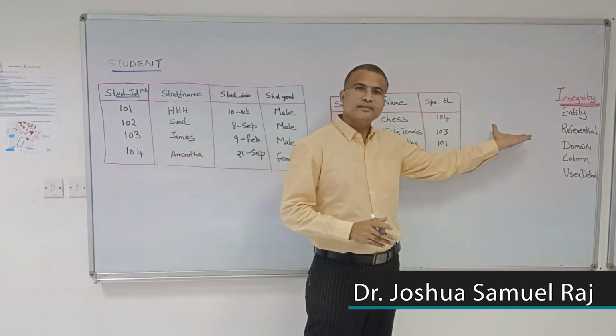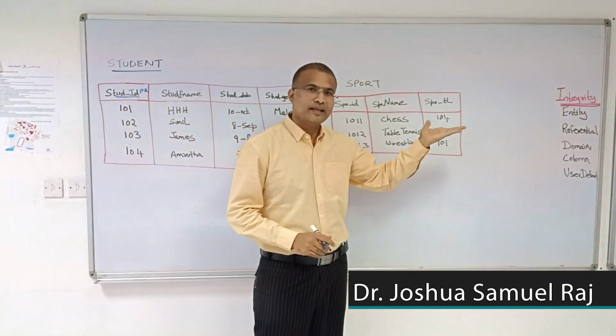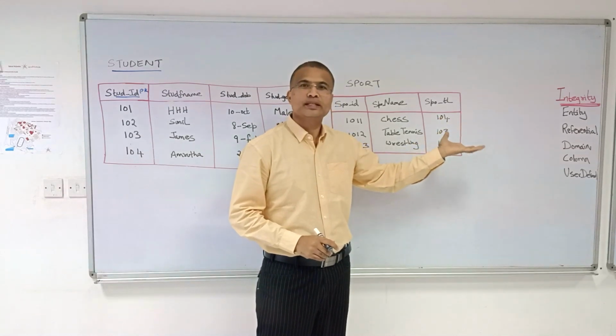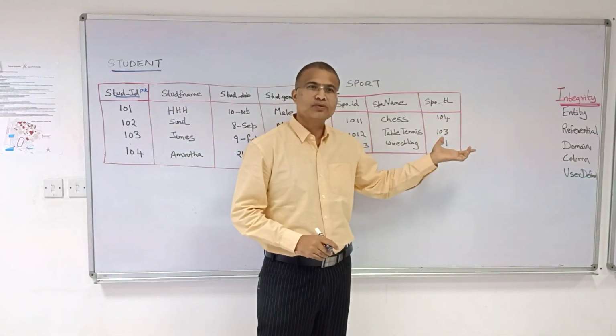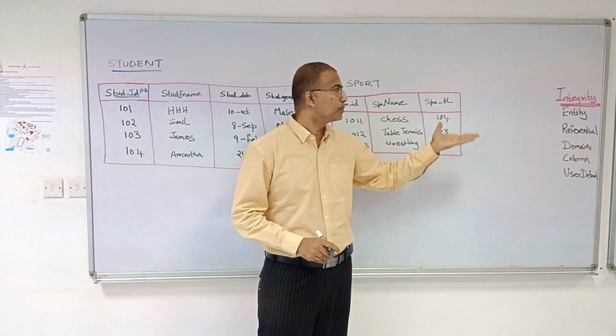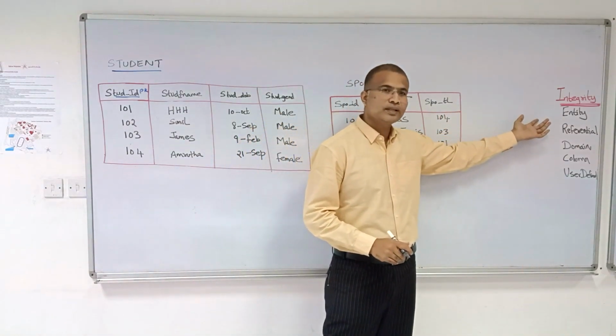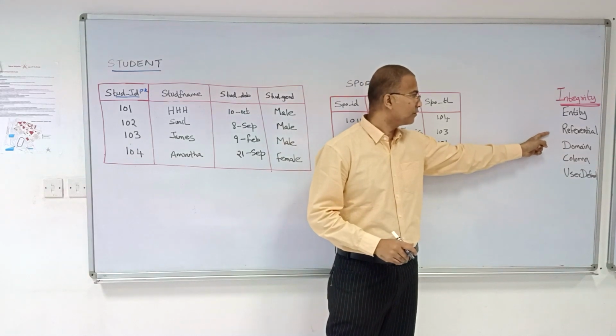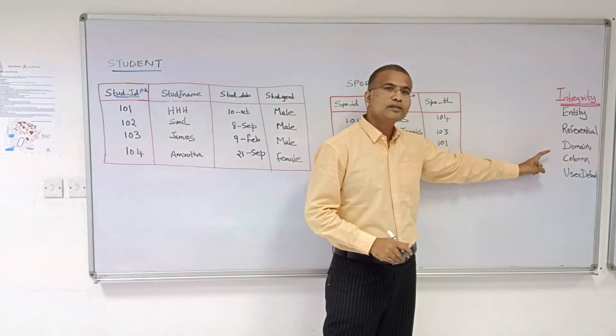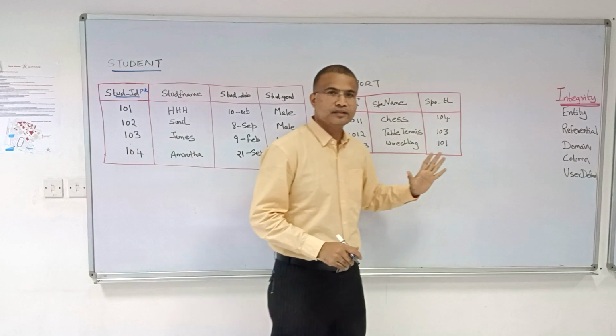So what is integrity? Integrity is a crucial characteristic of databases which helps relational databases to maintain stability of data and precision of data. The different integrity issues that we'll be seeing today are entity integrity, referential integrity, domain integrity, column integrity, and user-defined integrity.